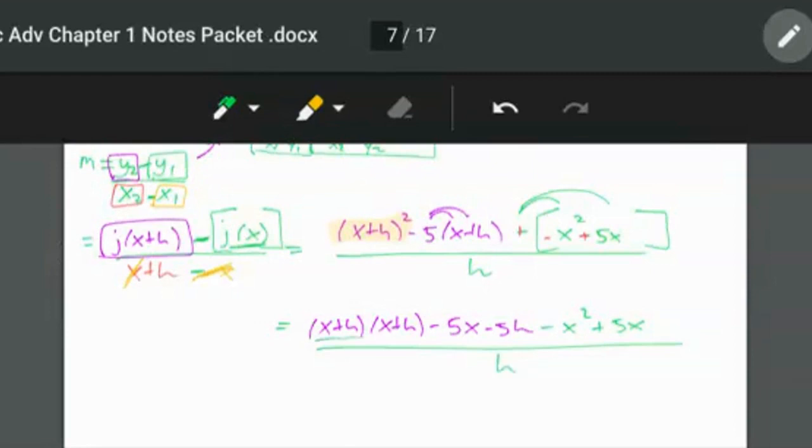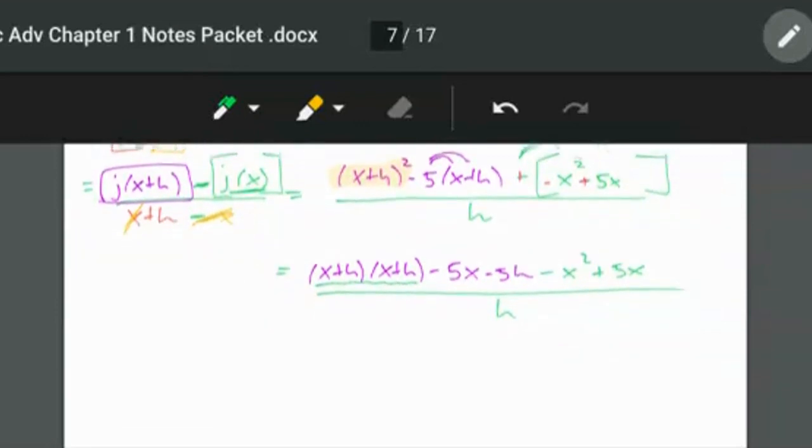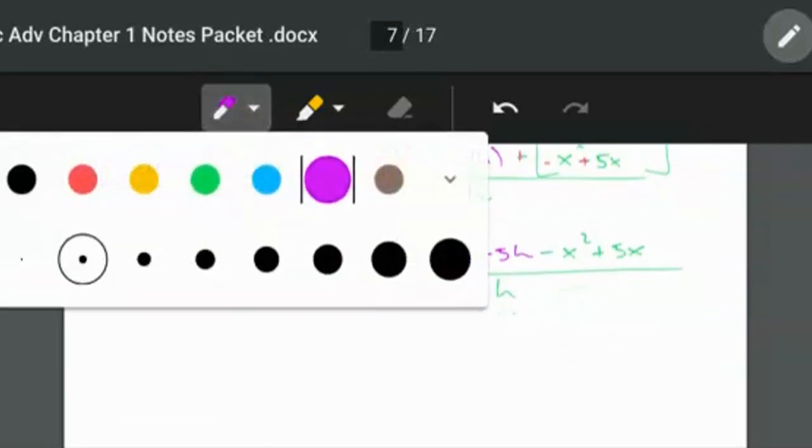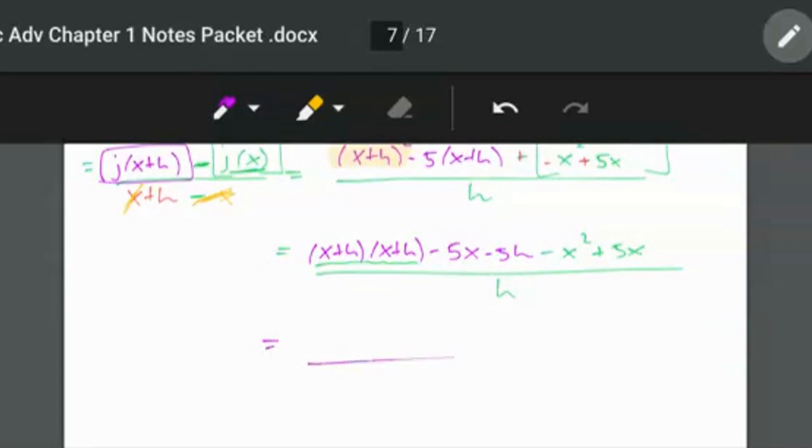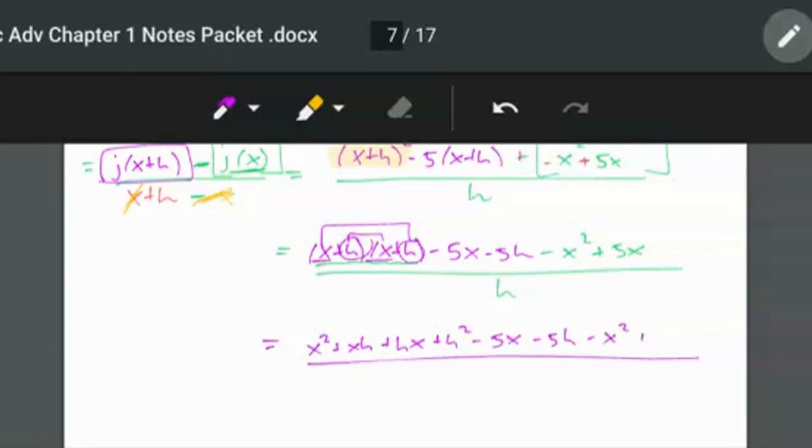Now we have to FOIL this part out. So just like last time, x times x is x squared. The outside terms get you xh. The inside terms get you hx. And the last terms, h times h, is h squared. And then bring everything down, minus 5x minus 5h minus x squared plus 5x all over h.